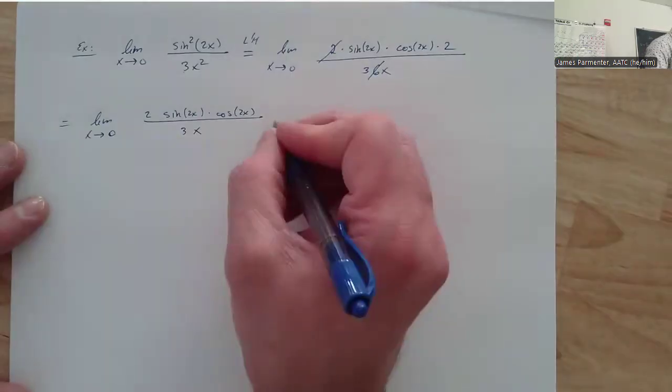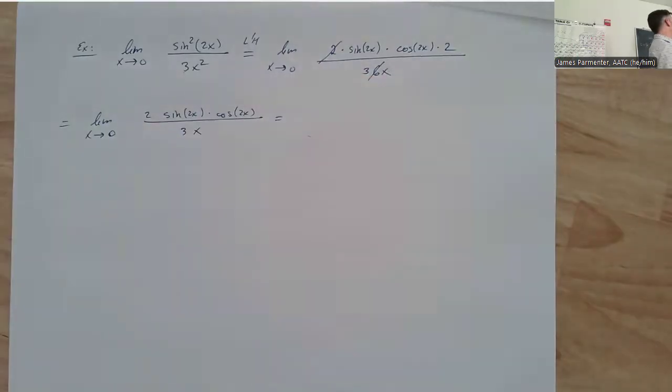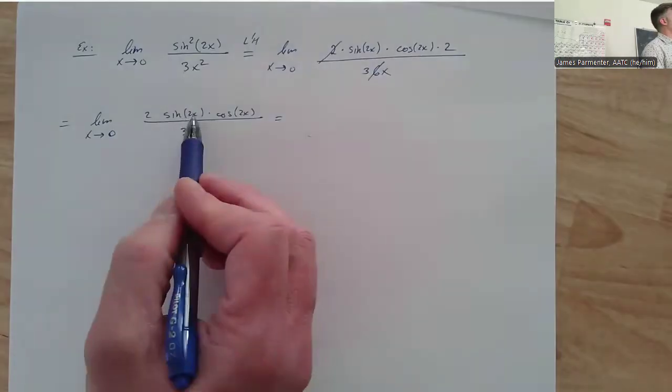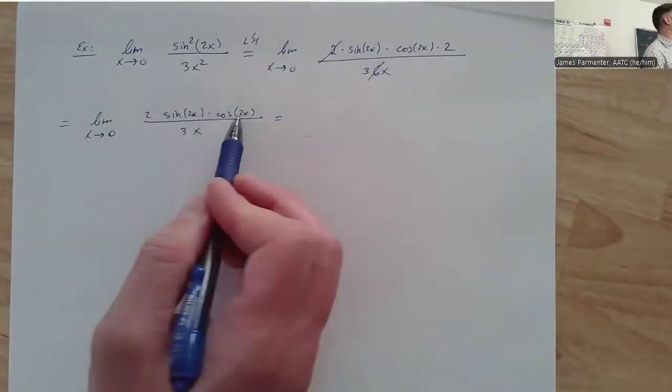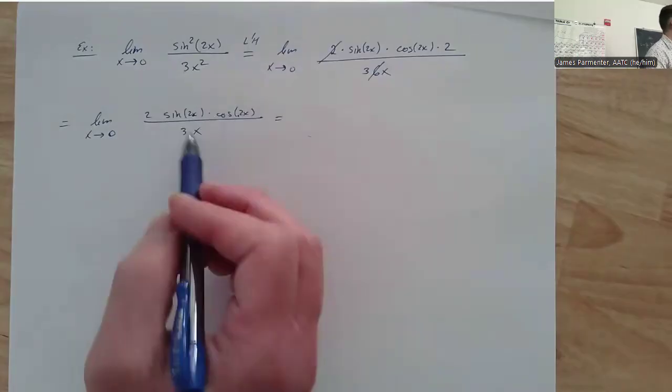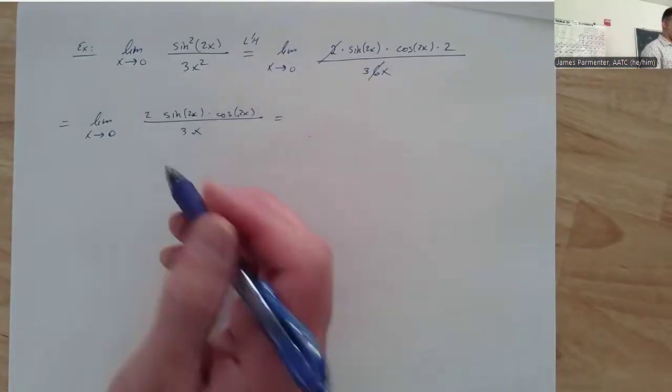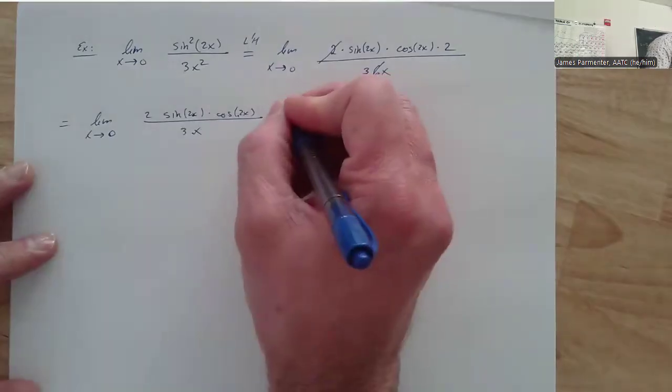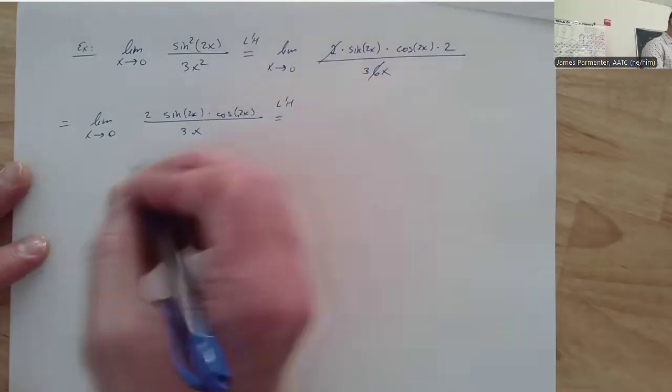Okay, so let's see. Well, whoa, I should stop. Is it still a 0 over 0? If I plug in 0 for x, what do I get? Let's see. I get sine of 0, which is 0, times, it doesn't matter because it's still 0 on top, divided by 0 on the bottom. So yes, it's 0 over 0. So we use L'Hopital's rule again, and things start to get a little bit ugly.